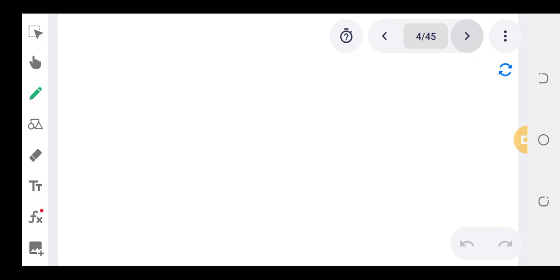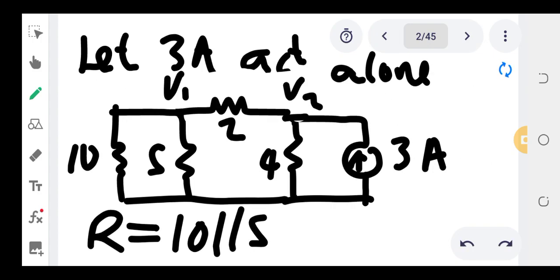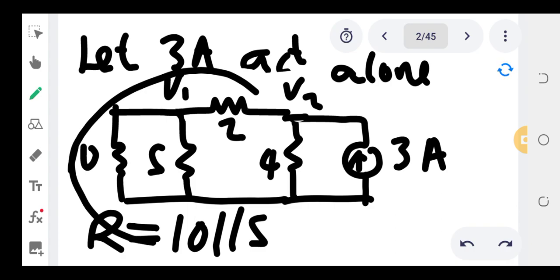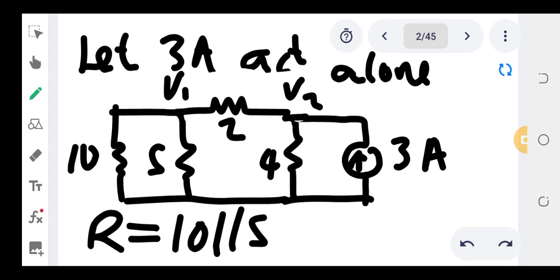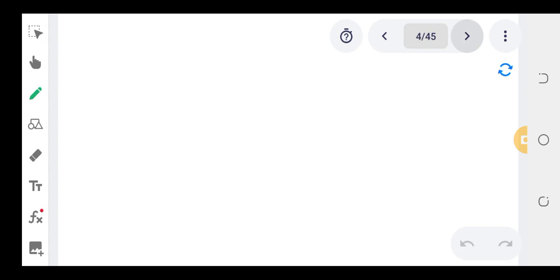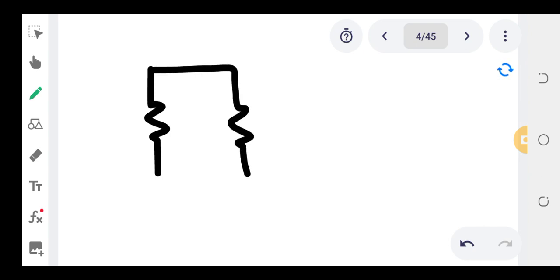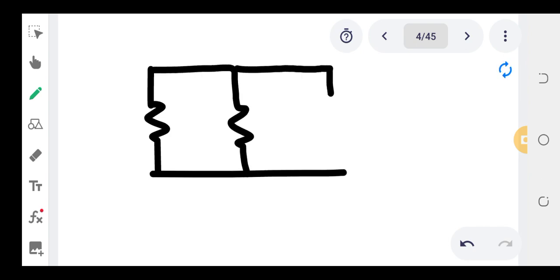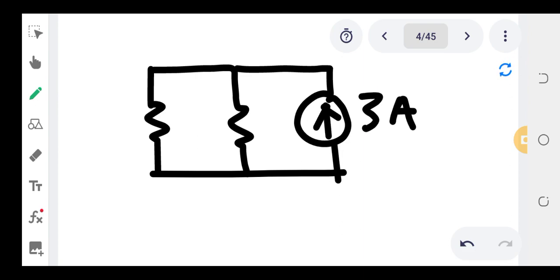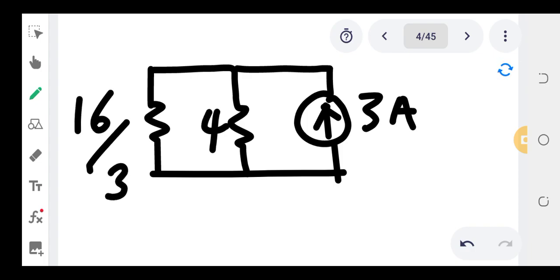So up to this point now, I can draw my circuit. In short, I've combined all these. I will attach this part to the 4 ohms resistor since this is the remaining. So I can move in that accord. So we are going to say we have this, and here is our current source of 3 amps. Here we have got 16 over 3, and here we have got 4.